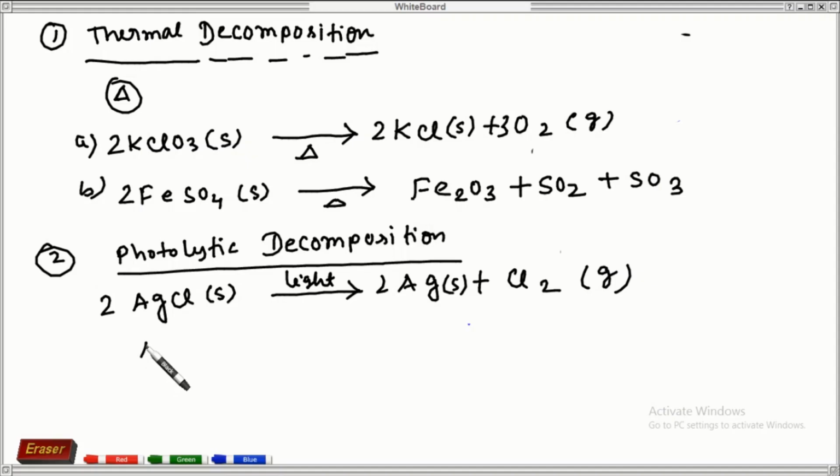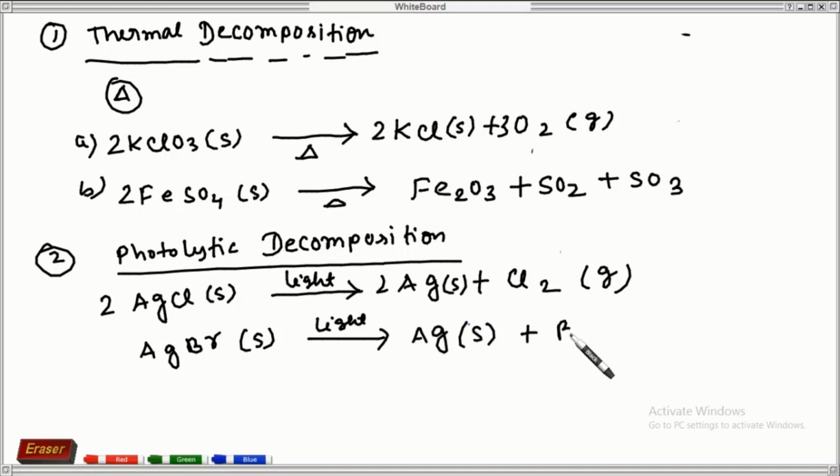Take another example, that is AgBr. Now what is it? Silver bromide. This is also a solid. In presence of light energy, for the decomposition reaction, it gives Ag and bromine, that is Br2, which is a gas. Now make it balanced, put 2 and 2. This is balanced right now. So this is another example for photolytic decomposition. So take a snapshot. After that I will erase it.